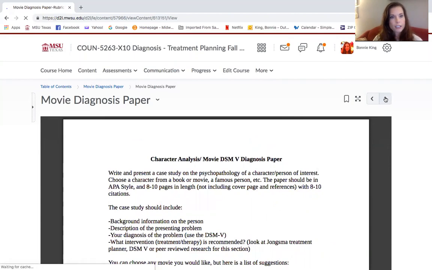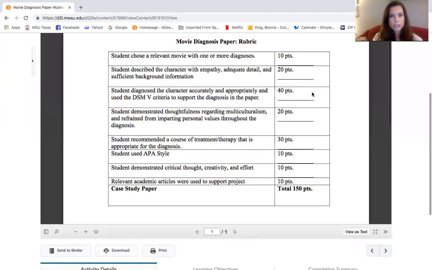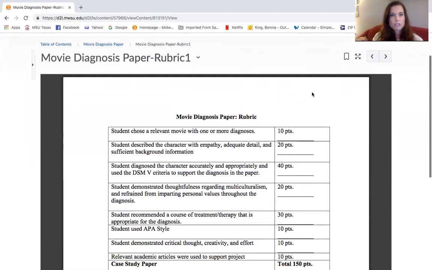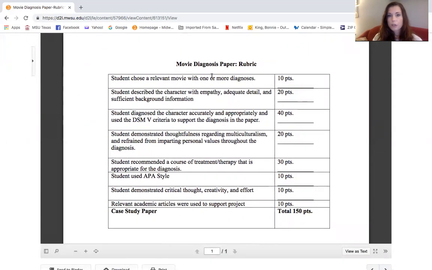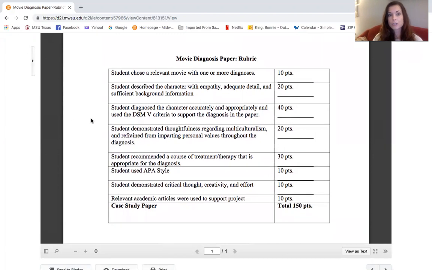And then I have the rubric here. Here we go. What I'll be grading you on is whether you chose a relevant movie with one or more diagnoses, and that you described the character with empathy, adequate detail, and sufficient background information. That's 20 points. Also, that you diagnosed the character accurately and appropriately and used the DSM-5 criteria to support the diagnosis in the paper. It's really important that you get the diagnosis correct.